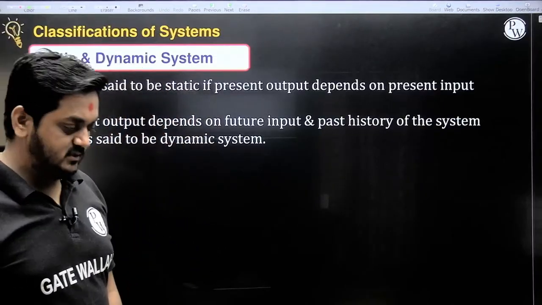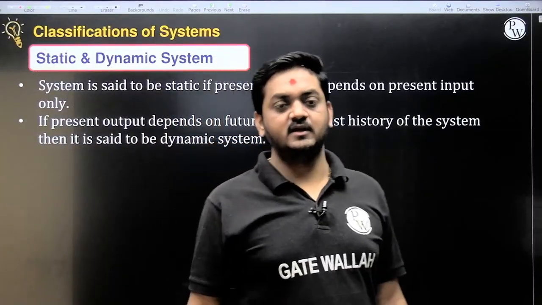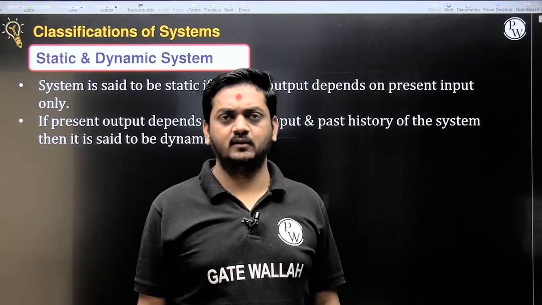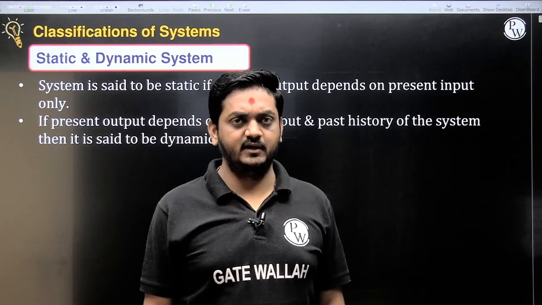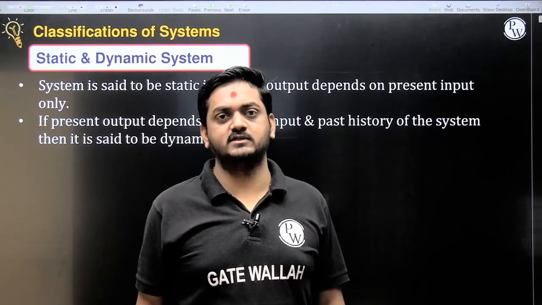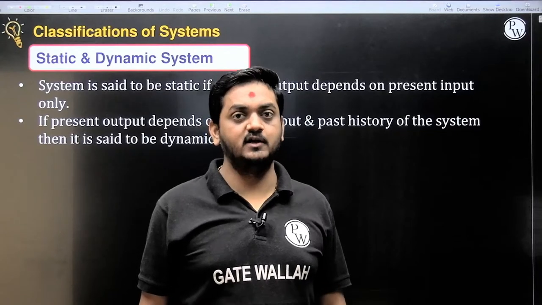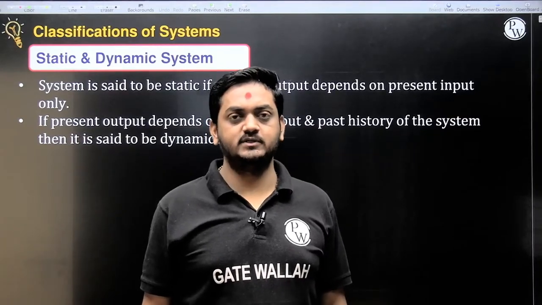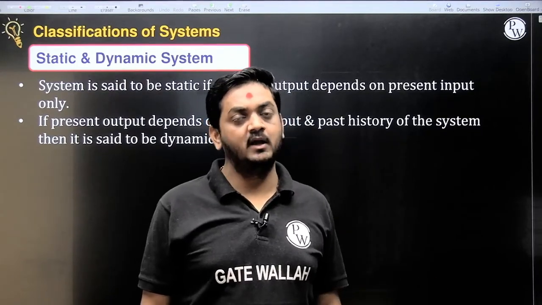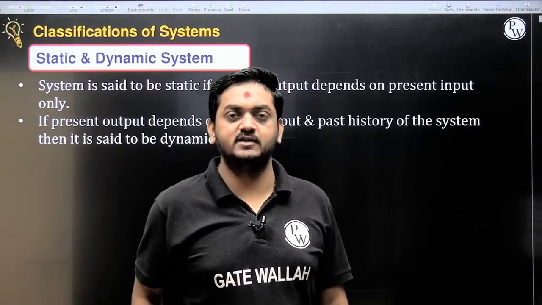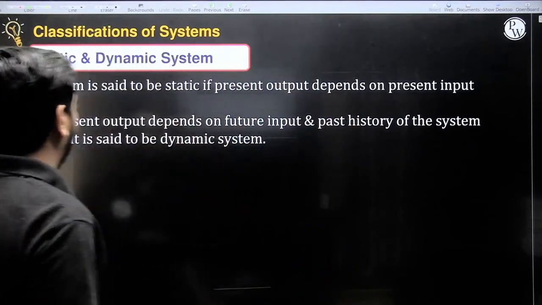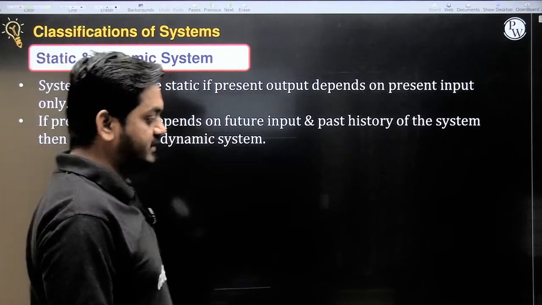So next classification is static and dynamic system, guys. The same as causal, a system is said to be static if the present output depends only on the present input of the given system. If the present output depends on future input and even past input of the system, then it is not static, it is said to be a dynamic system, guys. So the present output should depend only on the present input.